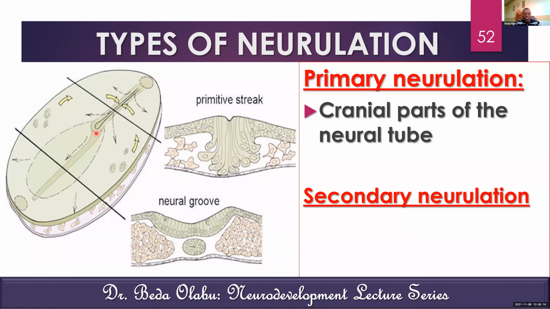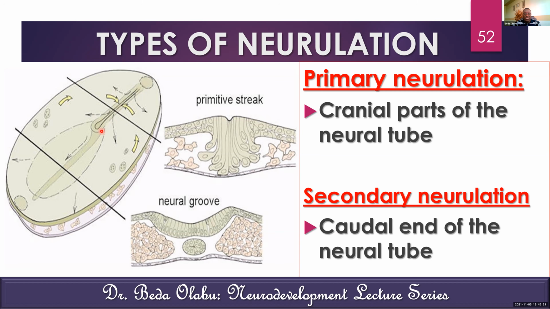Secondary neurulation refers to formation of the neural tube in the caudal end of the baby. It does not rely on the notochord, but it relies on mesenchymal condensation. And so we call it neurulation by mesenchymal condensation. In particular, the neural tube that arises from secondary neurulation will contain cells which are of mesenchymal, or mesodermal, origin initially, while the neural tube that is formed from primary neurulation contains cells which were originally of ectodermal origin.